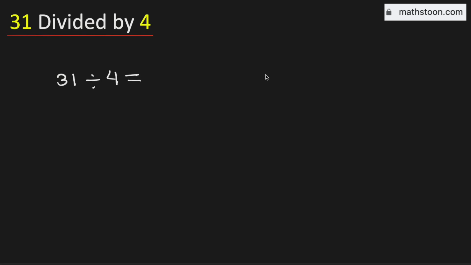In this video, let us learn how to divide the number 31 by 4 using the long division method. 3 is less than 4, that is why we will consider the whole number 31. We know that 4 times 7 is 28.